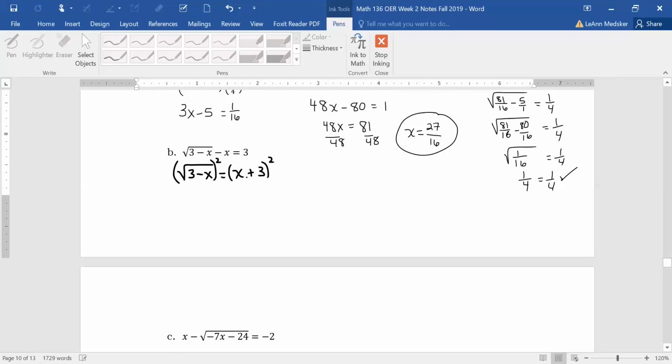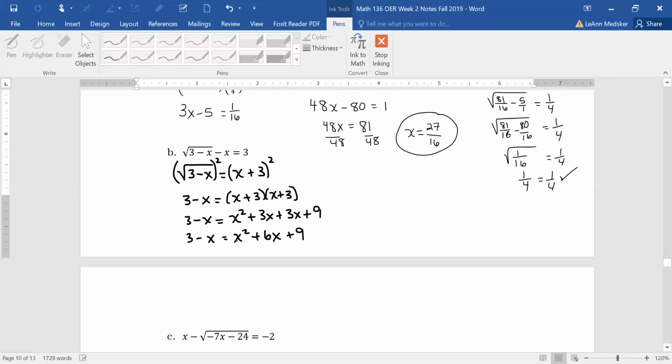Now, why this one's a little more complicated is that this is a binomial squared on the right side. So that means you actually need to write that twice and FOIL it out. The left side, the square root and the square cancel. So this is 3 minus x equals x squared plus 3x plus 3x plus 9 after I FOIL. 3 minus x equals x squared plus 6x plus 9.